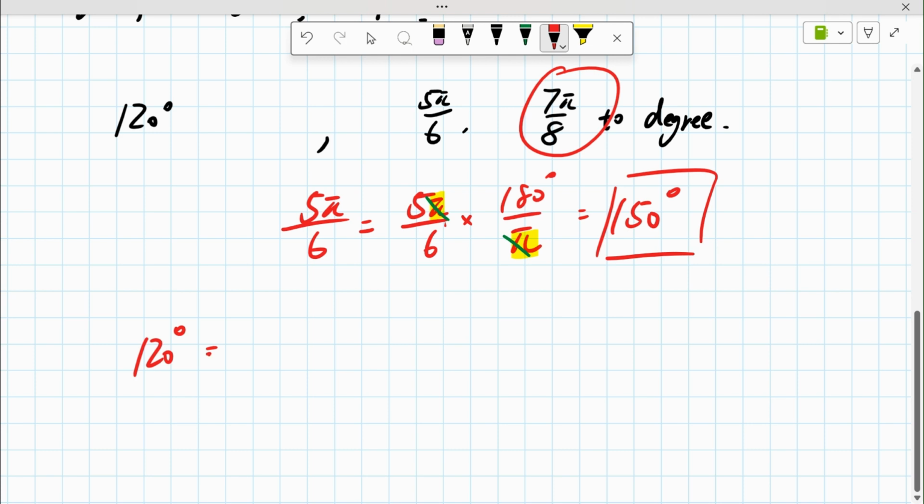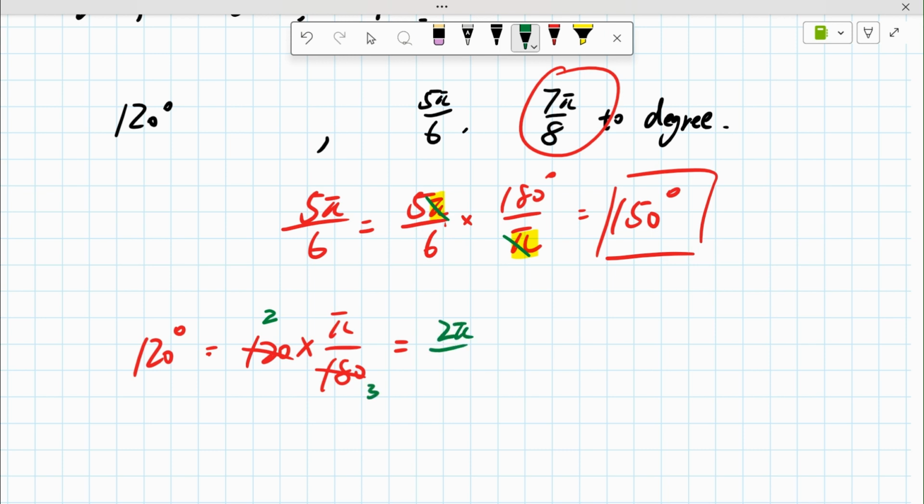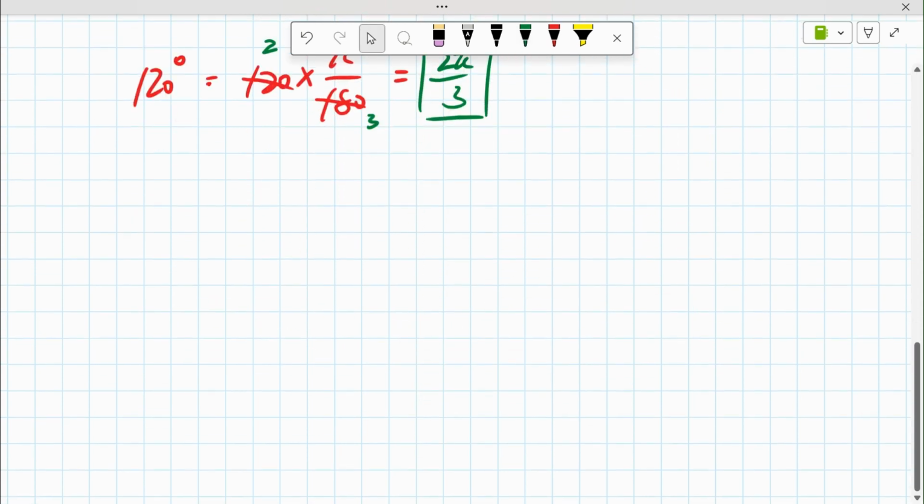Now we can try to convert 120 degrees to radians. That equals 120 times 180 over pi. Sorry, start again: pi on 180. Sometimes I make a mistake. And we simplify. So 120 over 180 simplifies to 2 on 3, so that equals 2 pi on 3. Yep, and so on.